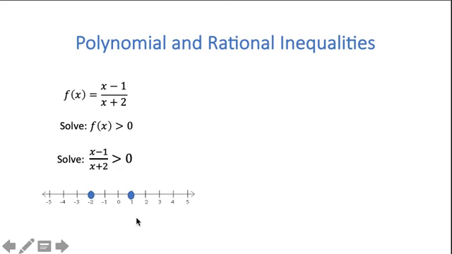Now, how many intervals do we have? We have 3 sections to our graph. Those 3 sections are -infinity to -2, -2 to 1, and 1 to infinity. Parentheses everywhere. Why? Because there's no line under this inequality. Now, remember, just like the last time, we need to check these.